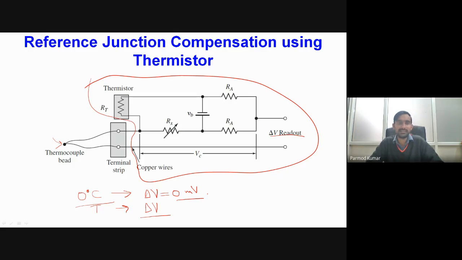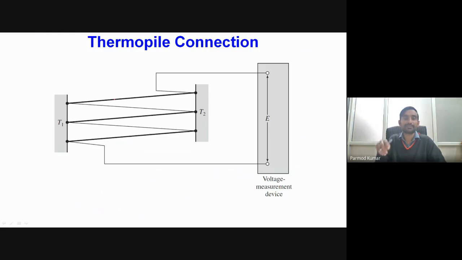If we use this additional circuit, in that case, we need not connect or maintain a reference junction over here. Rather, our thermistor will be doing the task of the reference junction. Okay. Then another important arrangement, this particular type of arrangement, is known as thermopile connection.